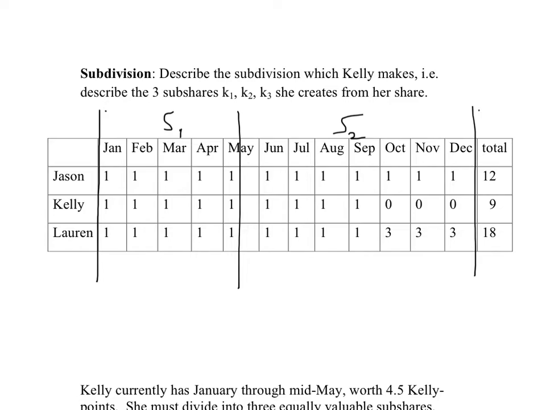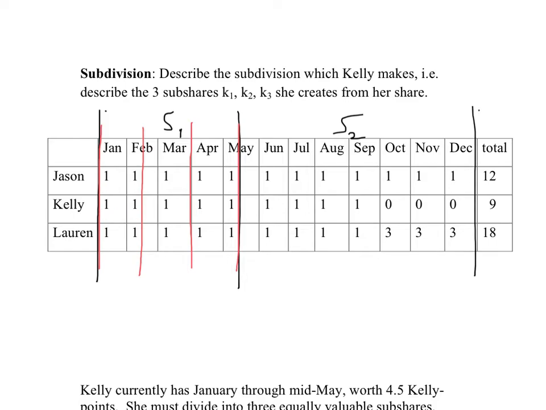So if this is worth 4.5 Kelly points, then 4.5 divided by 3 equals 1.5. Each subshare must be worth 1.5 Kelly points. So she's going to divide at mid-February and the end of March. So the beginning of January was already a division point, and so was mid-May. As a result, each of her subshares is worth 1.5 Kelly points. So January through mid-February, that's 1.5.